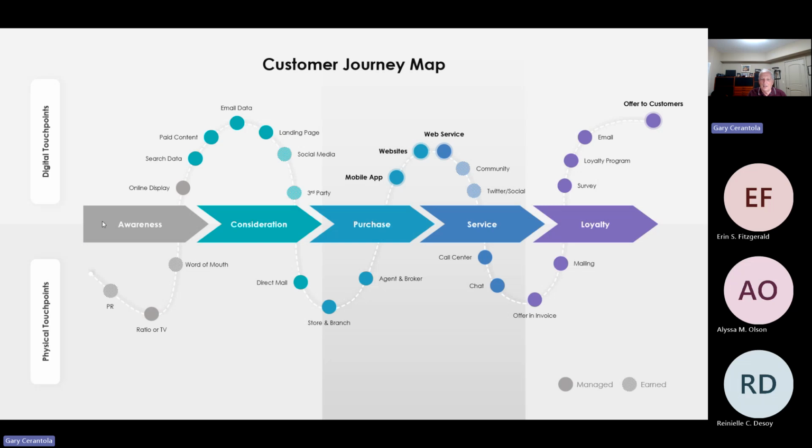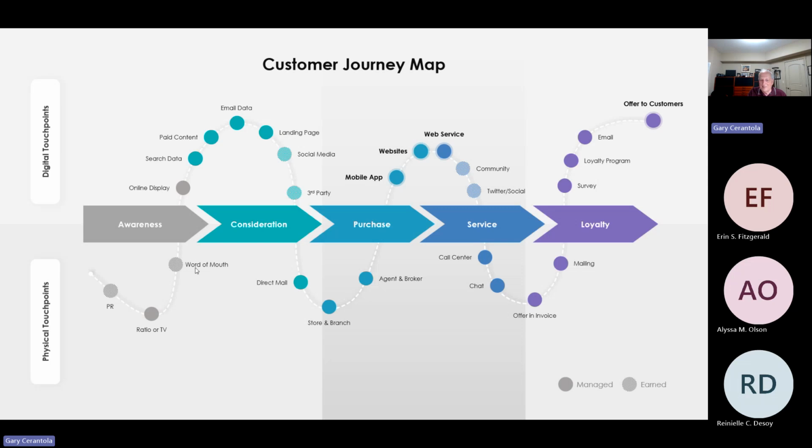process. A customer becomes aware of your product. They start considering it. They actually buy it. They need some service. And then you don't want to let them go away. You want them to be loyal. You want them to be advocates. You want them to be champions for you. So on the digital side, you got their email. You provided them a loyalty program. You offer them more offerings. You survey them to keep them going through.